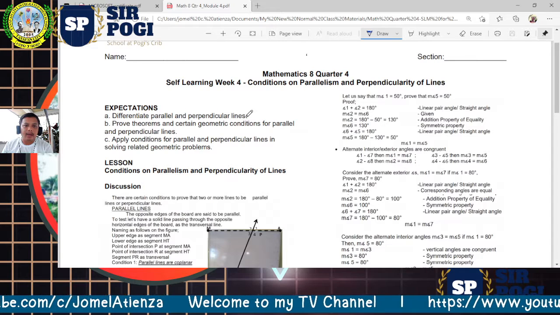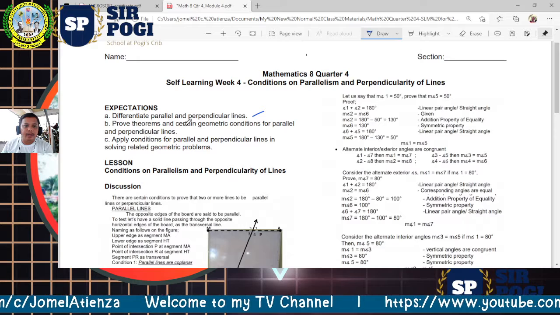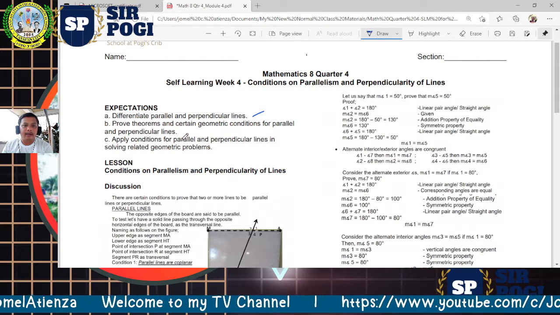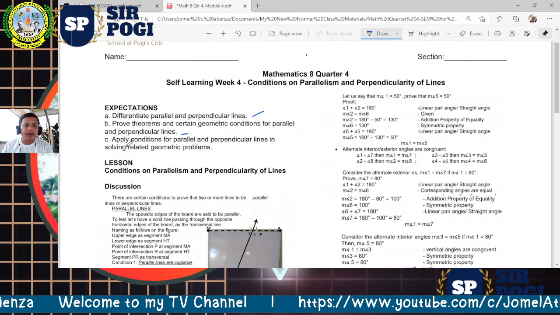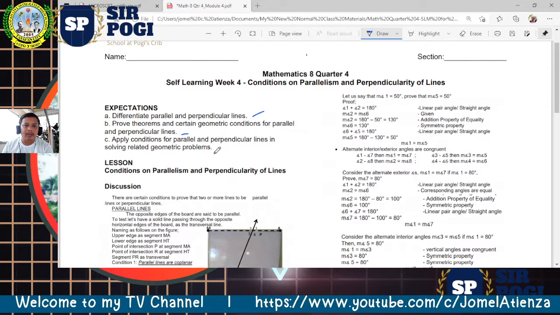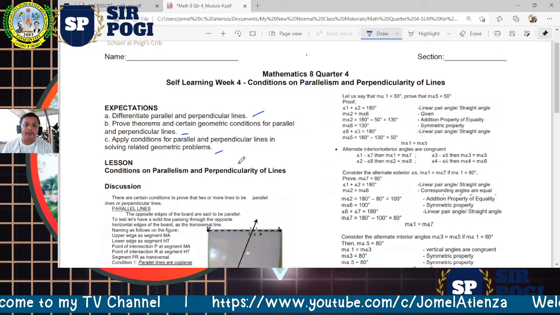Differentiate parallel and perpendicular lines. Then prove theorems and certain geometric conditions for parallel and perpendicular lines. And also apply conditions for parallel and perpendicular lines in solving related geometric condition problems.